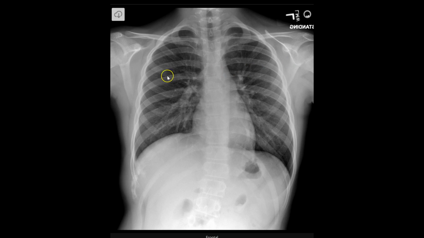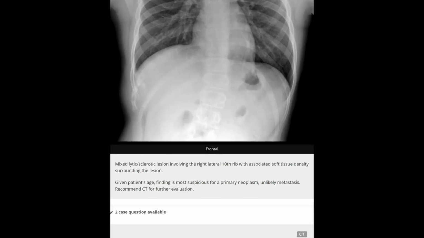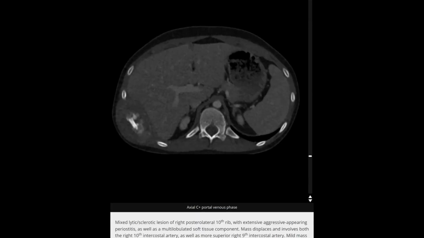PA radiograph of the chest. If we look closely at the angle of the rib here, permeative pattern of bone destruction with a multiple layered periosteal reaction. Go down to the CT exam.